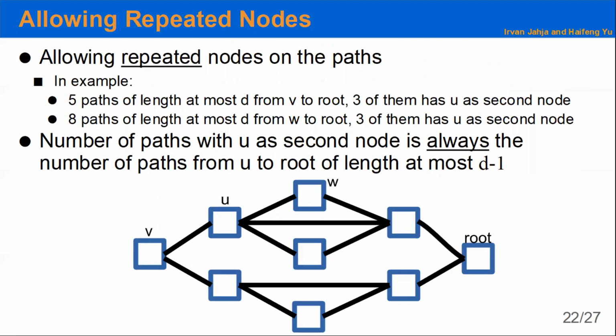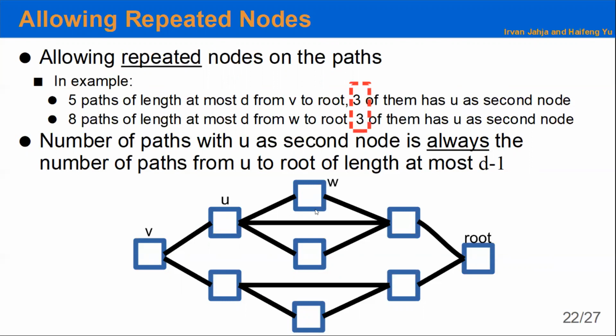Interestingly, we observe that allowing paths to contain repeated nodes helps to overcome these problems. To see why it helps, consider what happens if we allow repeated nodes in the earlier graph. Now, there are still 5 paths of length at most 4 from v to root, with 3 of them having node u as a second node. But for node w, there are now 8 paths from node w to root of length at most 4, and 3 of them have node u as a second node. I did not draw all these 8 paths in the graph, but you can verify them if you'd like.